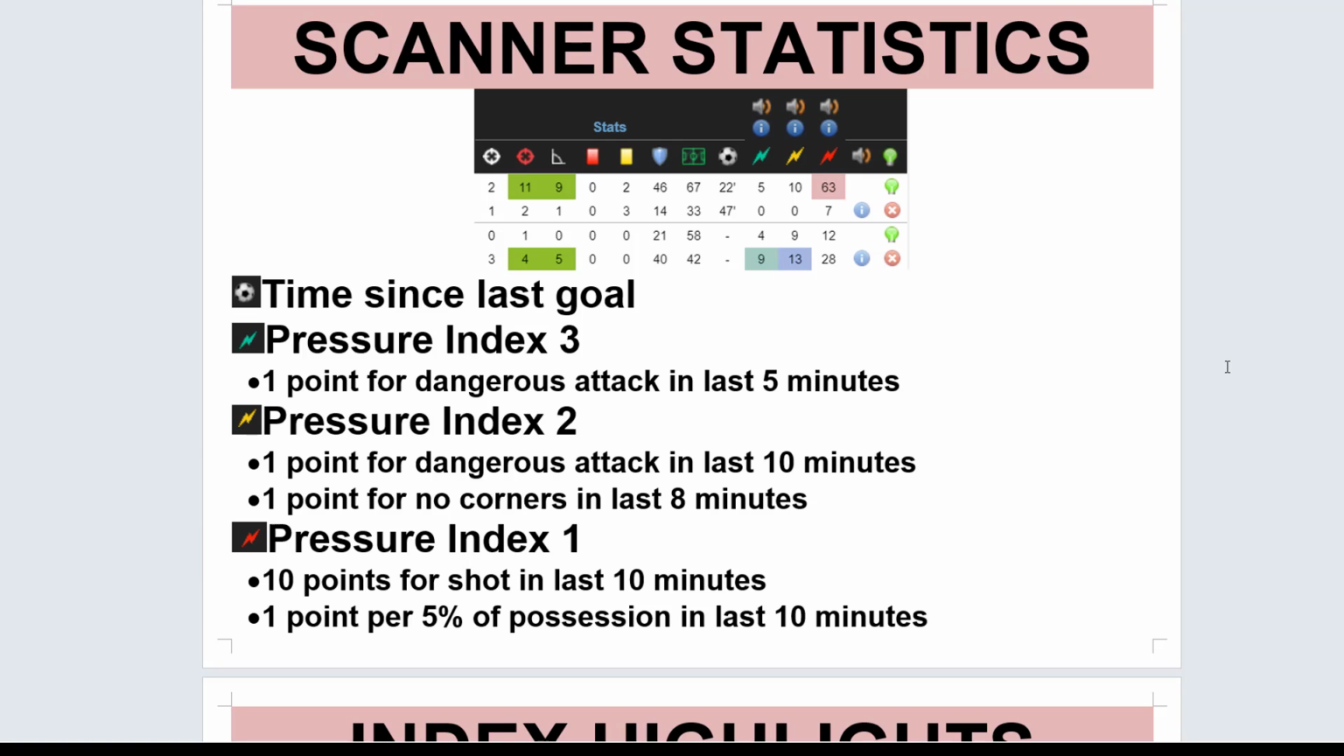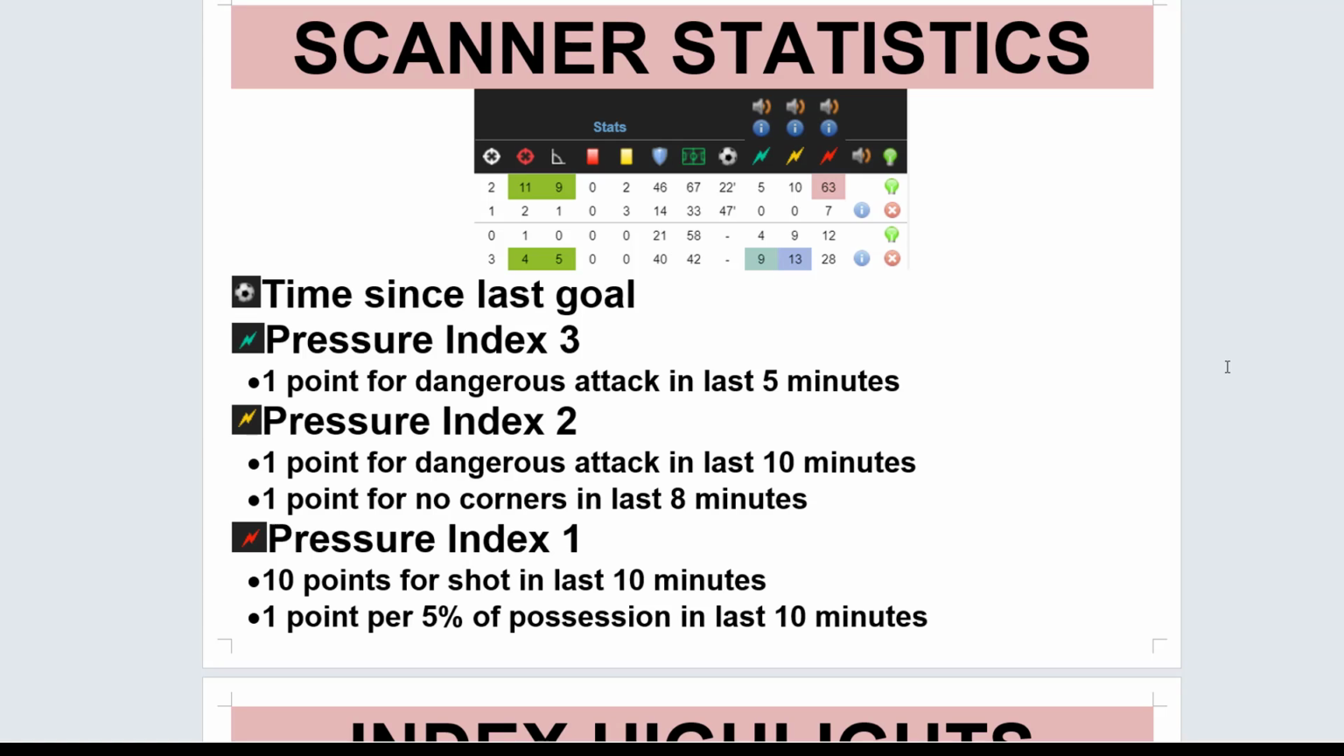And then we have pressure index 1, which I'm most interested in, and this one gives 10 points for each shot in the last 10 minutes. That can be a shot on target or a shot off target. And it also gives 1 point per 5% of possession in the last 10 minutes. So for example, if a team has 50% of the possession, that will give it 10 points. And if it has 60% of possession, that will give it 12 points.